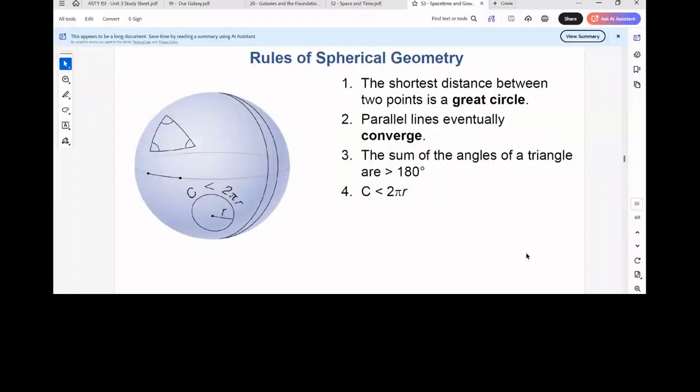For spherical geometries, these rules change a little bit. The shortest distance between 2 points is a part of a great circle, so we can approximate that as being pretty similar to the way that we think of the equator on our own planet. Parallel lines eventually converge. It's the same way that we think about how lines of longitude behave on our planet. If you drew a triangle on the surface of a sphere, the sum of the angles would be bigger than 180 degrees. But if you drew a circle on the sphere, that circumference would be slightly less than 2 pi r.